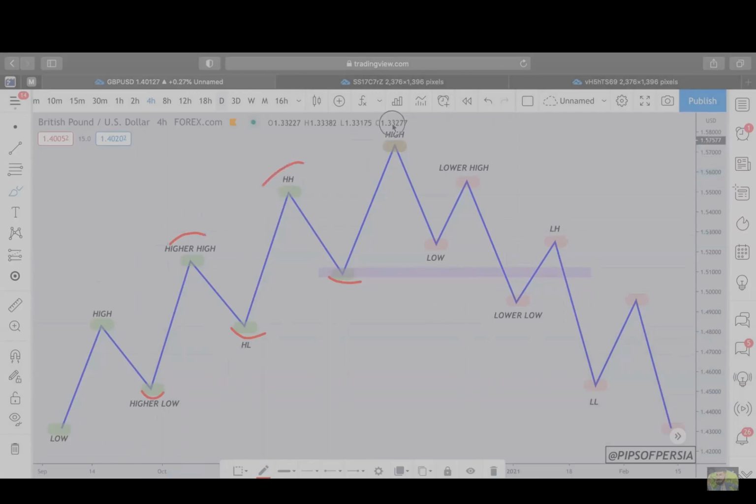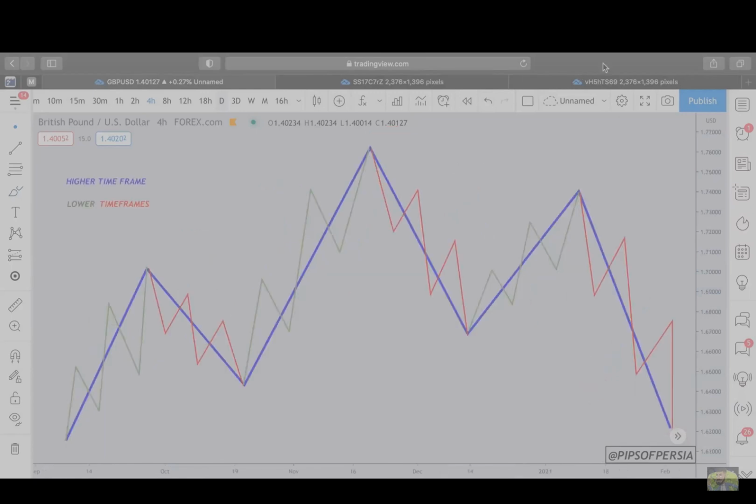So if the market doesn't create the higher low and go on to create another higher high, and instead creates a new low, lower than the previous major higher low, then that's a break of structure to the downside. But as we all know, this basic understanding of market structure is really not enough for us to be able to become profitable traders.